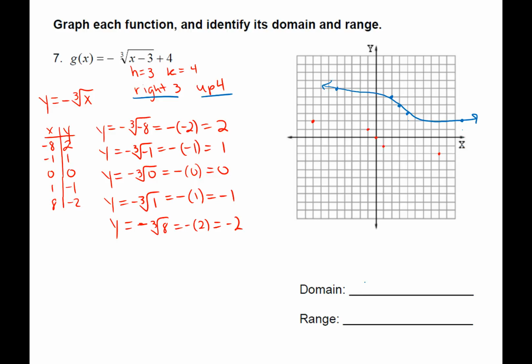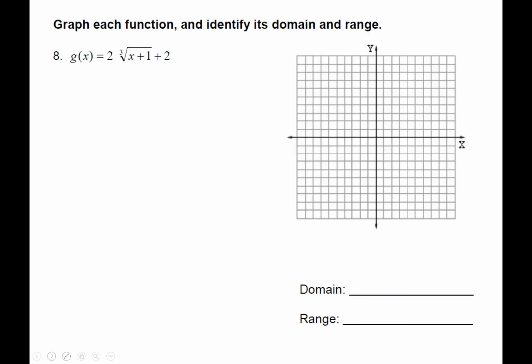And onto my domain and range. Remember, cube root functions are much easier because they pretty much are negative infinity to infinity, and that's for both. We don't really have any stopping points, no start on the graph like we did on the square root functions. Okay, so then back to red again.